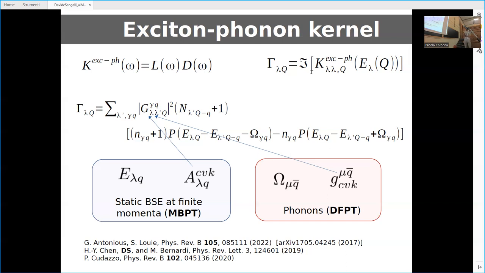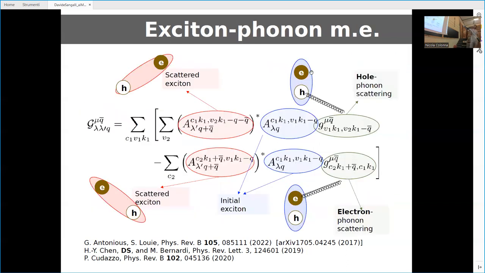And then I have the tricky part to be computed ab initio, that is the matrix elements, which need to contain both the exciton wave function and the electron-phonon wave function. This expression has been discussed in a number of works, both for first principle implementation and for more formal derivation. In particular, these matrix elements have this form.